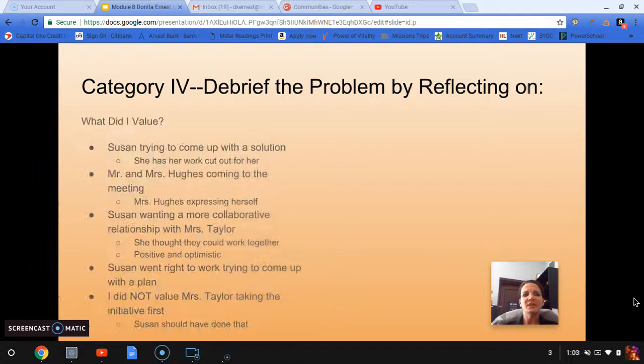And continuing on category 4, what did I value? I valued Susan trying to come up with a solution. She has her work cut out for her, but she went right to work trying to come up with a plan. And she really thinks that Mrs. Taylor and her could work together. She seems to be positive and optimistic. Those are things to be valued.